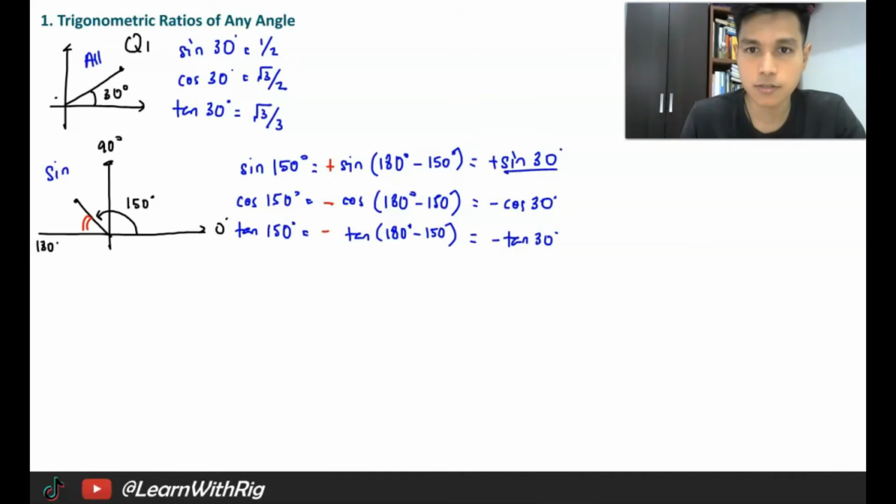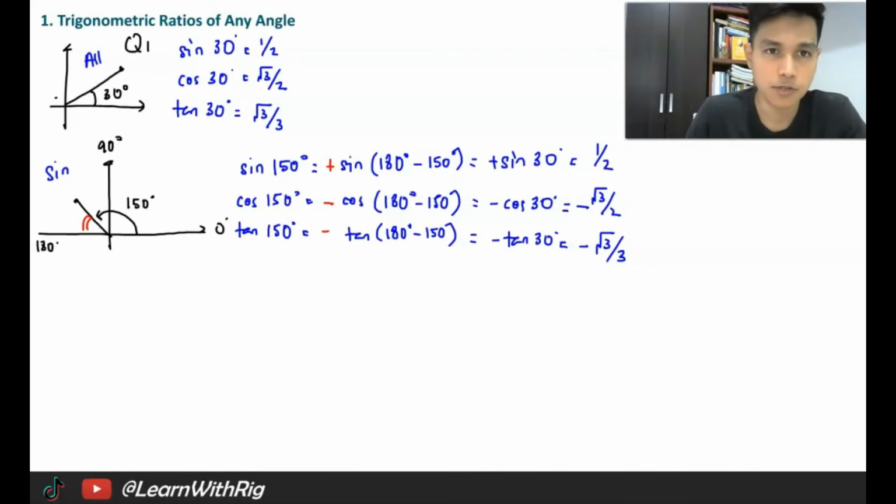So you see here, sine 30, cos 30, tangent 30 are actually the same as the first quadrant. The only difference is the sign, positive or negative. The rest is the same as the first quadrant. So in the end, sine 30 is 1 over 2, the same thing. Cos 30 is square root 3 over 2, but it is negative. Don't forget the negative. And tangent will be negative square root 3 over 3. So this is how you solve when it's more than 90 degrees.